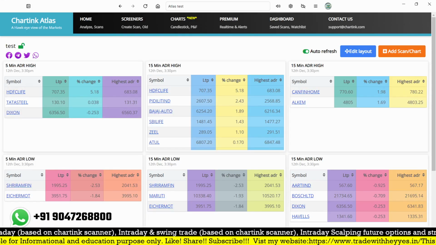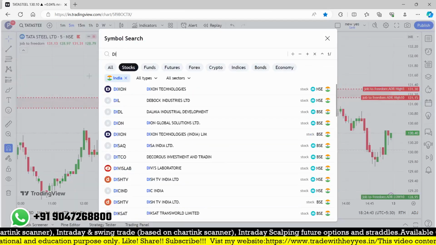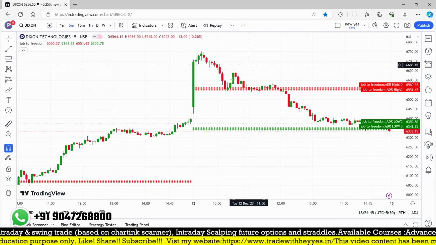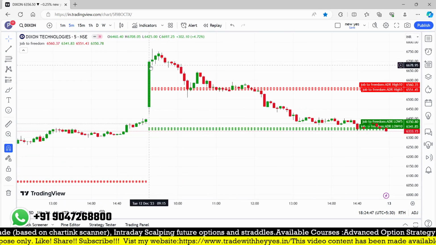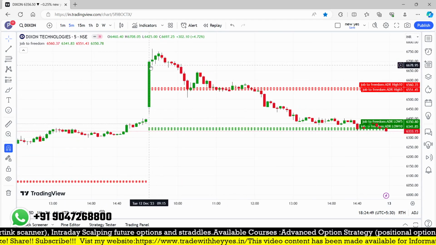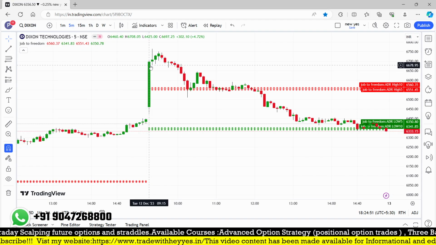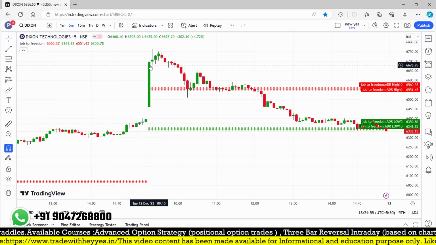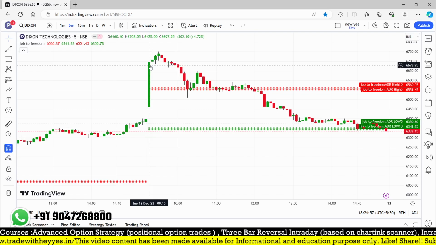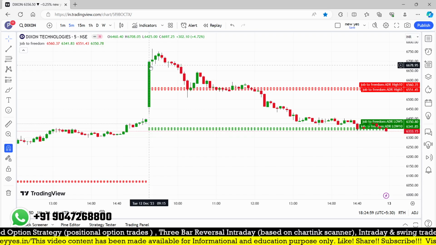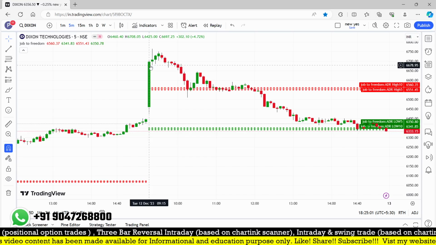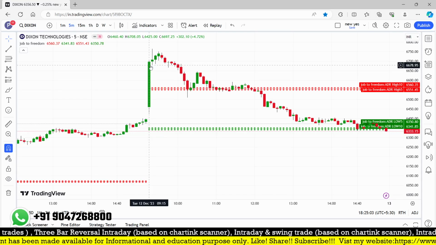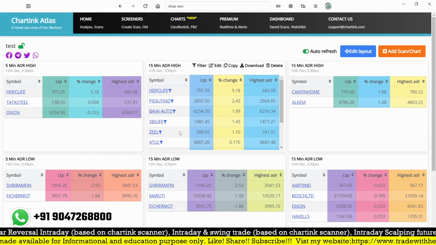Okay, and Dixon is one more thing. Look at this. The first 5 minutes, it is a huge candle. From 6,400 to 6,700, almost 275 points. Not a big one, not a small one, it is huge, and there is no need to take this bigger risk trade. Simply ignore it, because we created many types of things.